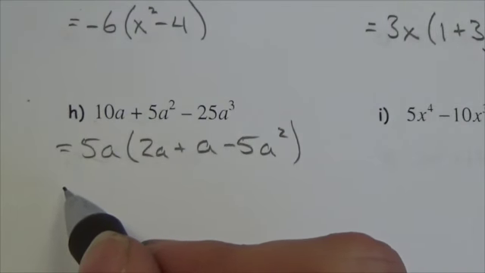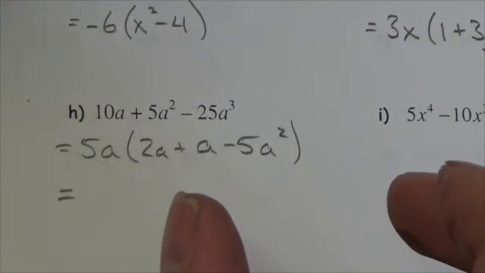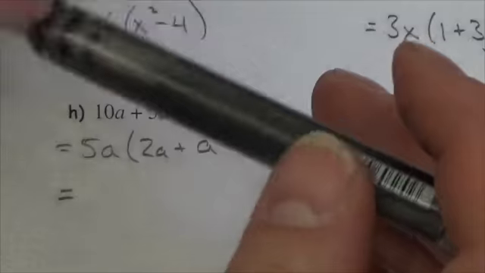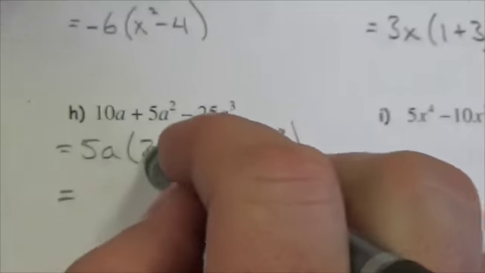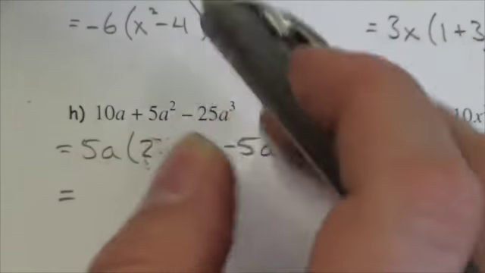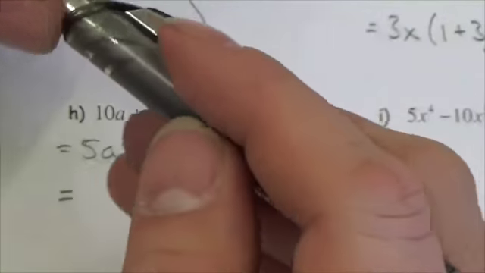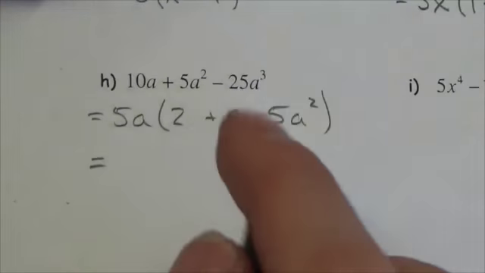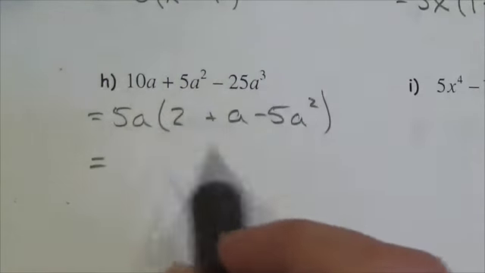Now, I don't particularly like the way this one is written. Oh, I've got one too many a's in there. I'm sorry, I screwed that up. When I divided that out, I shouldn't have written an a there. This should have been just 2 plus a minus 5a squared. Sorry about that. Now, I'm not particularly fond of the order that this is written in.